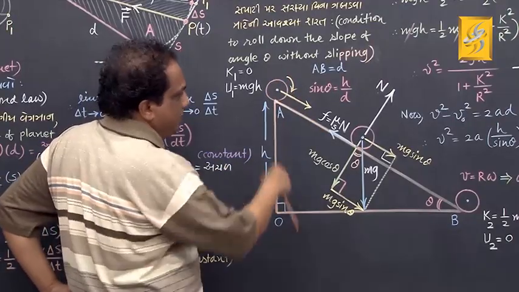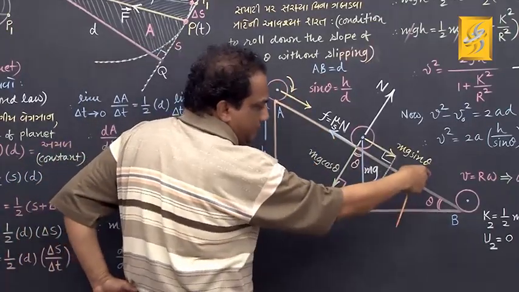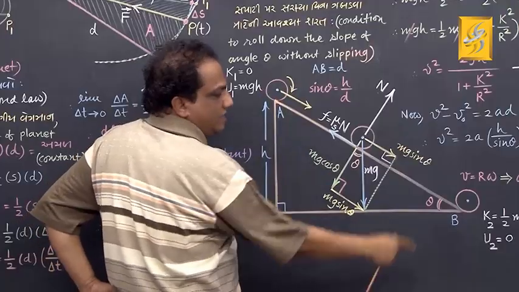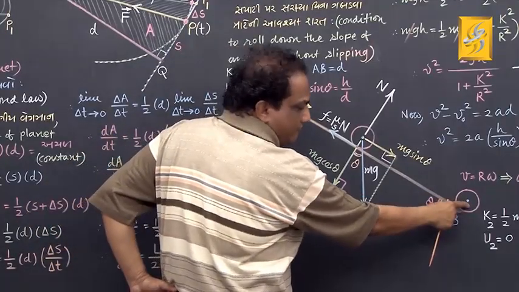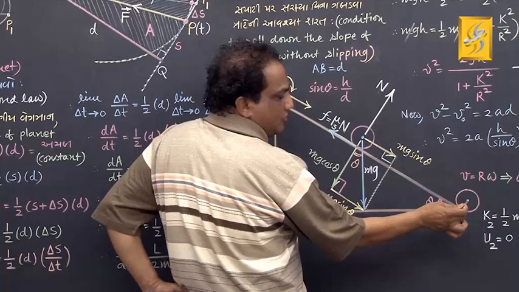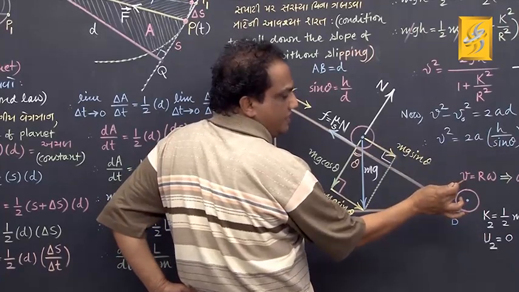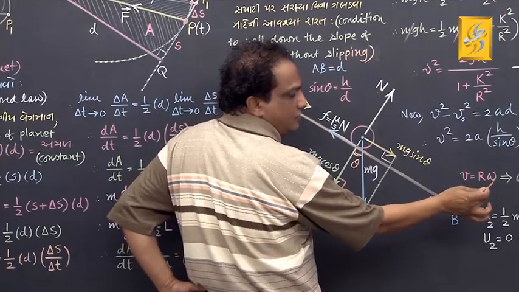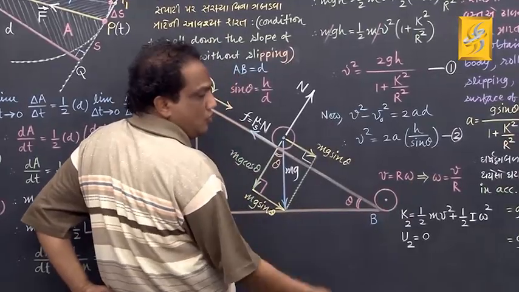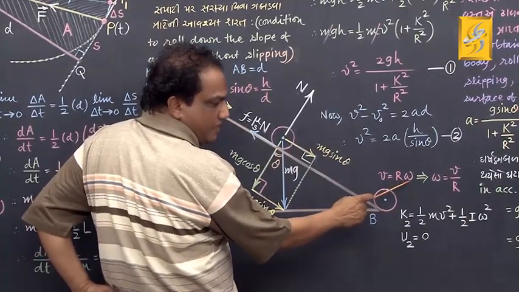Fine. Now release this body. When you release this body, it starts performing rolling motion without slipping. It comes to the bottom of the slope. At the bottom of the slope, suppose the final velocity is v and the final angular velocity is omega. Don't you know v equals R omega, correct?